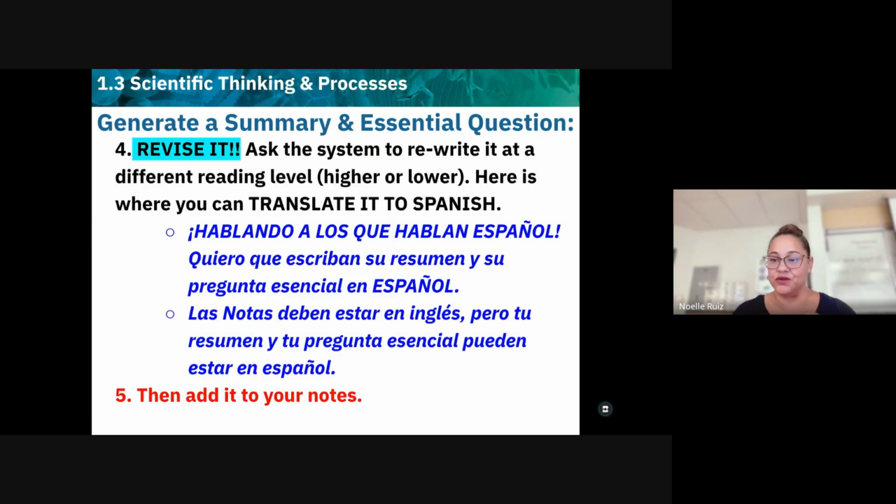Then add it to your notes. The essential question goes at the top. The summary goes either at the bottom or on the back on the last page. You can put it on a Post-it too. People have been putting out Post-its if they don't have enough room in their actual notes. Either way, that's fine.